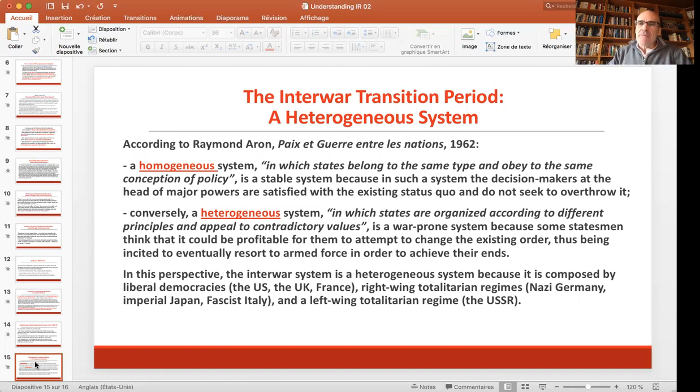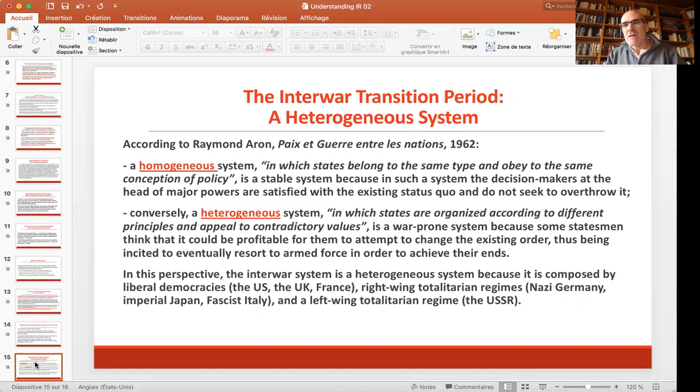And opposed to this homogeneous system is what he calls a heterogeneous system, composed by states organizing on the basis of different principles, appealing to contradictory values. And such a system is unstable, war-prone, because some of the states or their statesmen are eager to overthrow the system in order to impose their values, because they no longer accept the values of the still prevailing power. This was the case during the interwar period, because we had the communist values of the USSR, the Nazi or fascist values of Germany and of Italy, the imperial or imperialist values of Japan in the Far East.